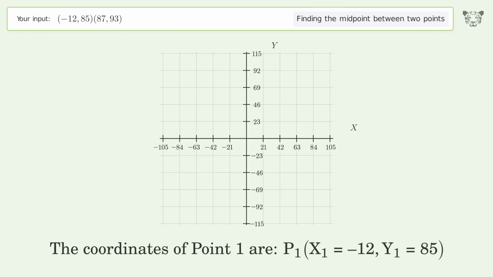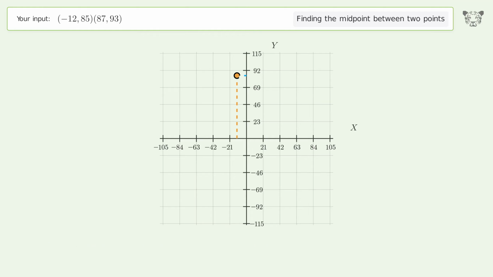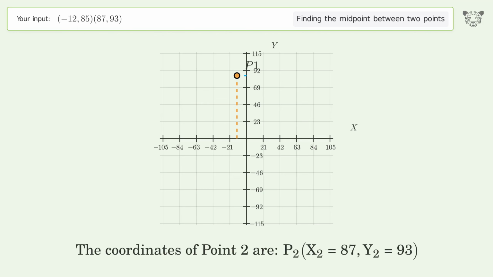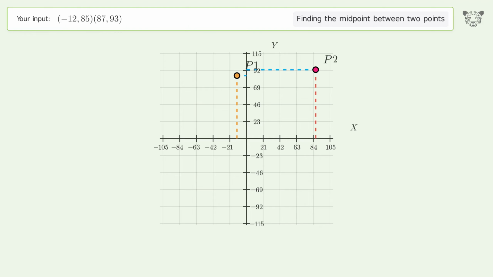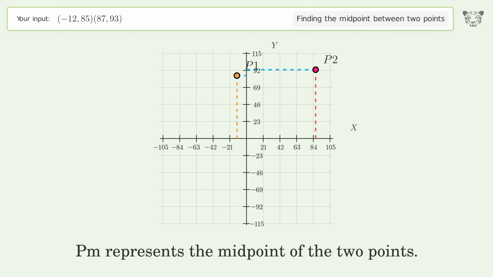The coordinates of point 1 are, x1 equals -12, y1 equals 85. The coordinates of point 2 are, x2 equals 87, y2 equals 93. PM represents the midpoint of the 2 points.